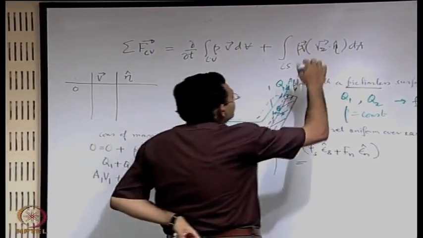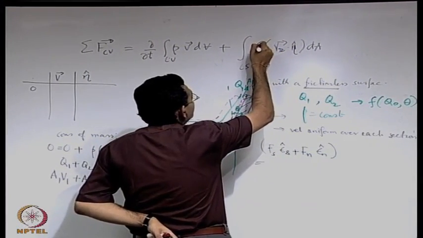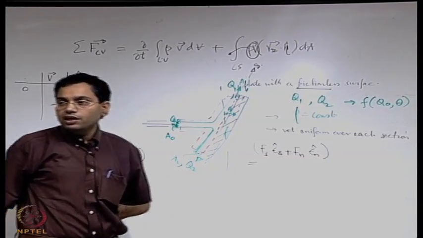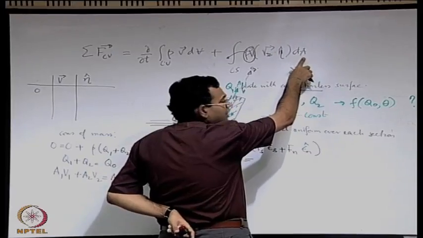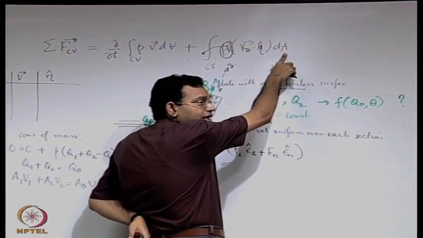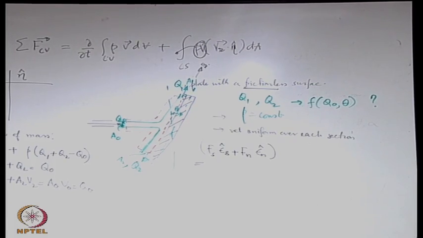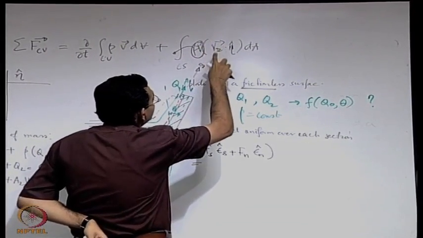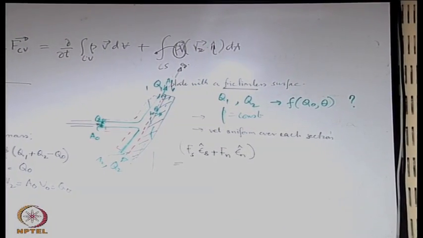If you consider V to be uniform and rho to be uniform, you see rho into V we can take out of the integral. If you take rho into V out of the integral, then what remains within the integral is the integral of V dot n dA. That is the total volume flow rate over the section that you are considering. So it is as good as rho into the velocity vector into the volume flow rate over the section, with a proper sign, plus or minus.